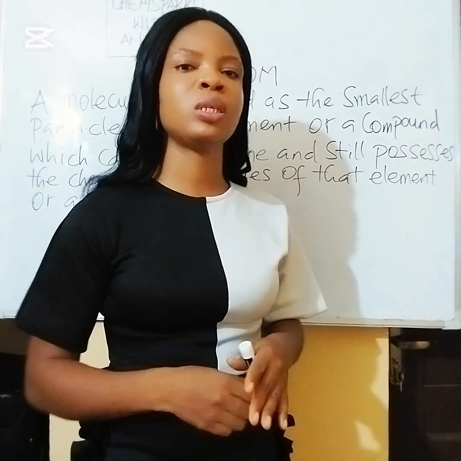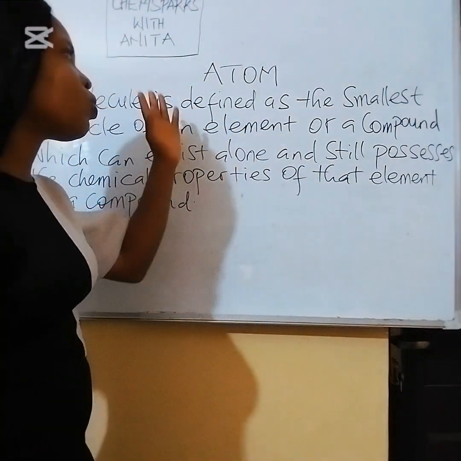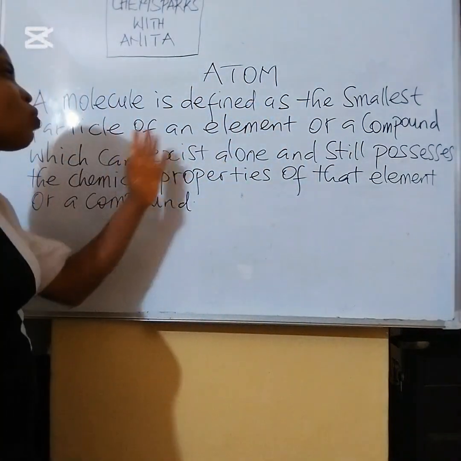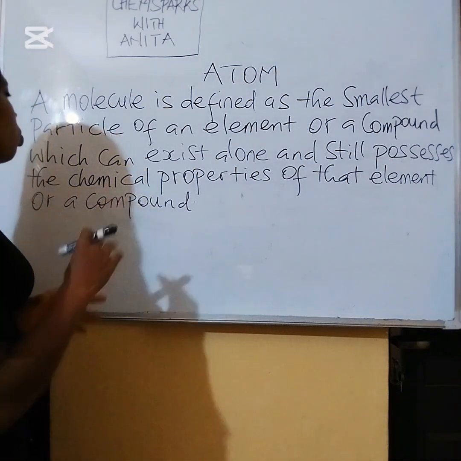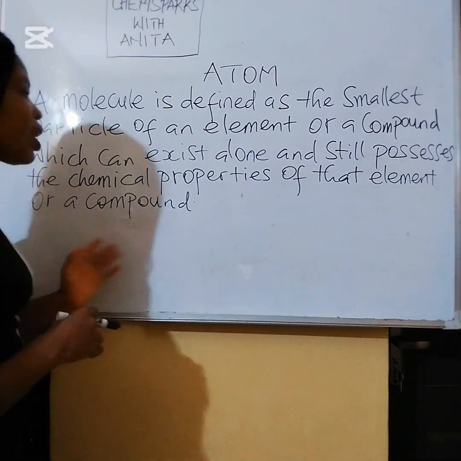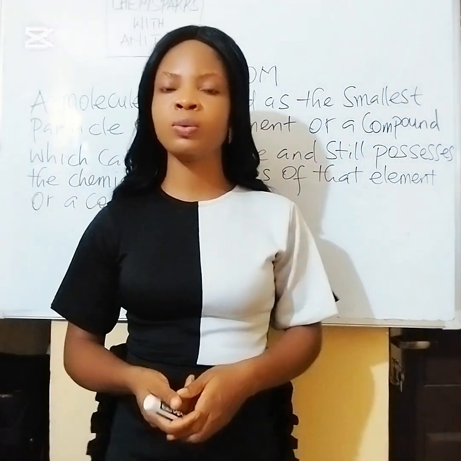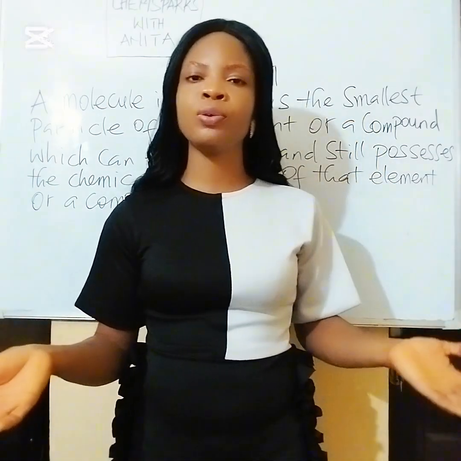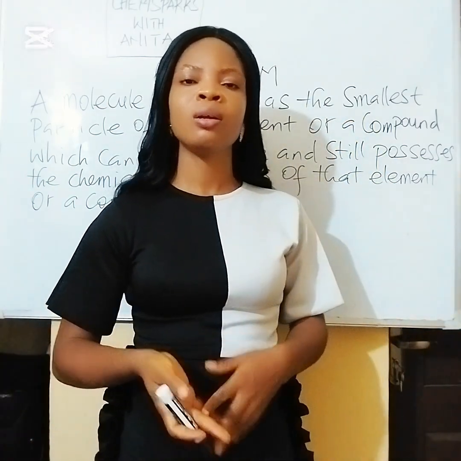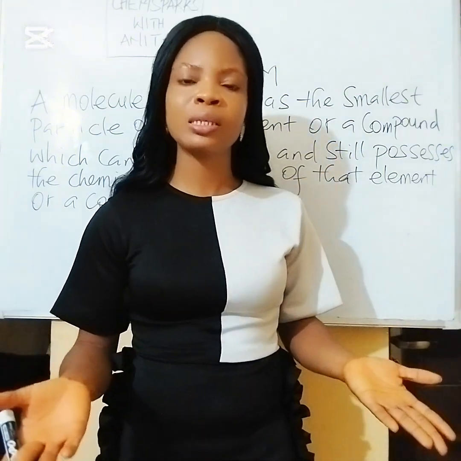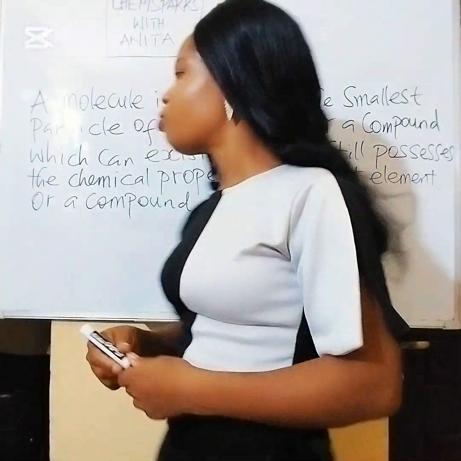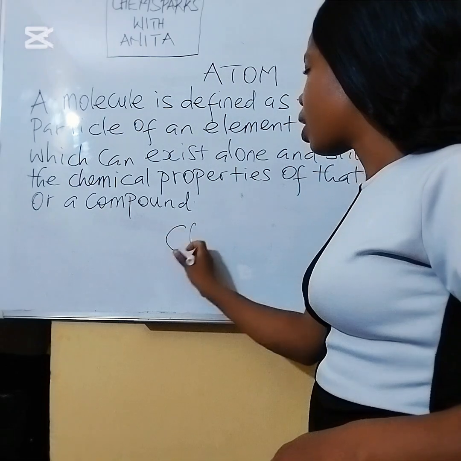Okay, let's proceed. A molecule is defined as the smallest particle of an element or a compound which can exist alone and still possesses the chemical properties of that element or compound. Examples of a molecule, I already gave that earlier, but let me remind us. We have chlorine gas, a molecule of chlorine gas represented as Cl2.